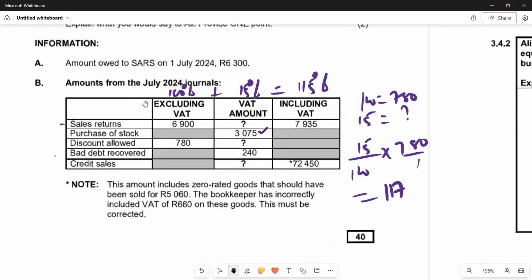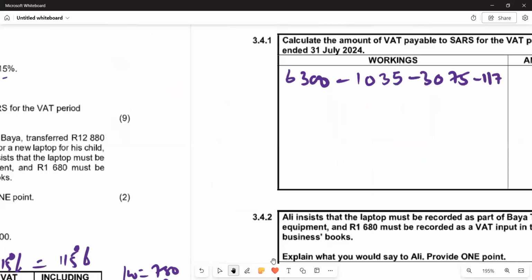After discount allowed, we've got bad debts recovered of 240. And we see that it's already calculated as the VAT. It's under the VAT amount column, so we can take it as it is. And bad debts recovered, remember, when we are recovering, it means we are going to receive money. So whenever we receive money, we regard that as VAT output. So our VAT output, I'll show it as a positive there, according to our formula. So we're going to say plus 240.